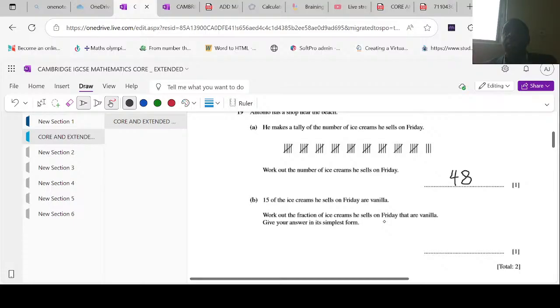In the lowest terms, both are divisible by 3. So that will be 5 over 16. Am I correct? Yeah. 16 times 3 is 48. So that would be 5 over 16. The next question.